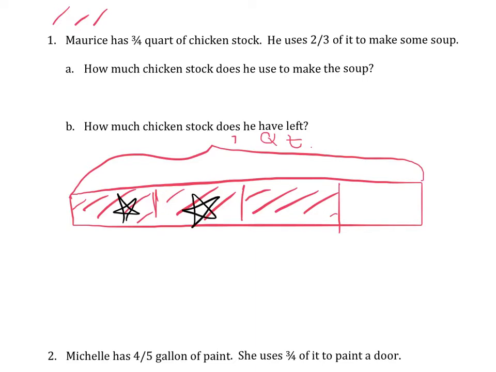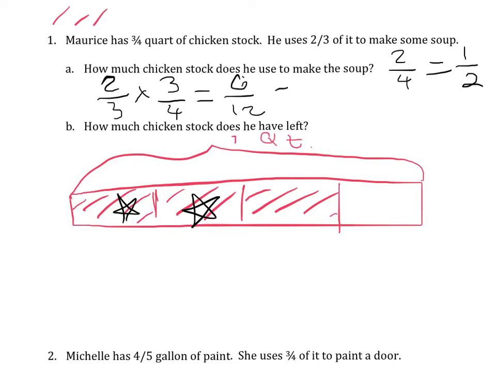And it says, how much chicken stock does he use to make the soup? So that would be how many regions of all of the regions are starred and striped. So that would be 2 of 4, which is equal to 1/2. Now, what I want you to think about also is that they have asked you to find 2/3 of 3/4. And I could multiply that out, and I would get 6/12, which reduces to 1/2.